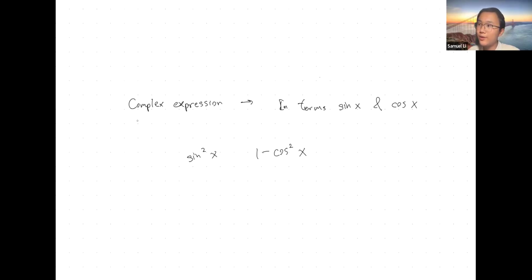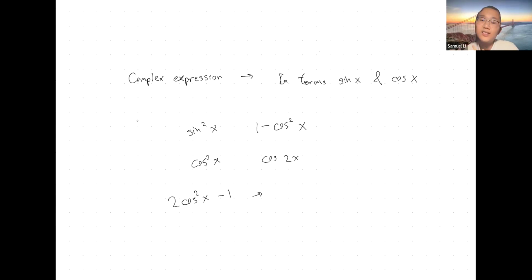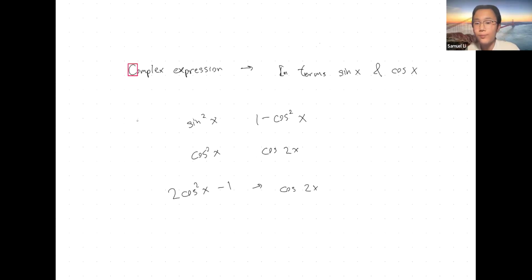Another common trope is when we have cosine squared of x, can I turn this into something like cosine 2x or vice versa? So you need to recognize the various forms of different trigonometric identities. Whenever we have something like 2 cosine squared x minus 1, you have to turn this into cosine of 2x. It's these types of things that could really help when simplifying trig identities.